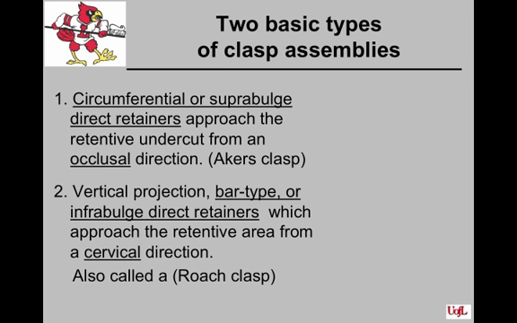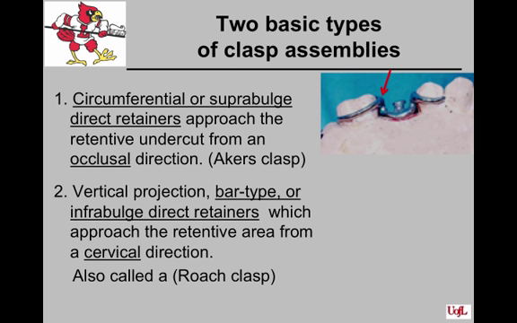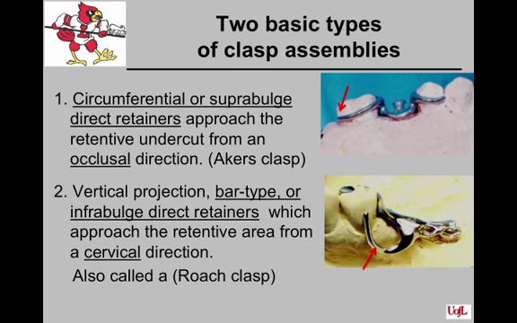There are two basic types of clasp assemblies. The cast circumferential or suprabulge direct retainer approaches the retentive undercut from an occlusal direction, sometimes called an Akers clasp. There's also a vertical projection or a bar type or infrabulge direct retainer, which approaches the retentive area from a cervical direction. It's also called a roach clasp.